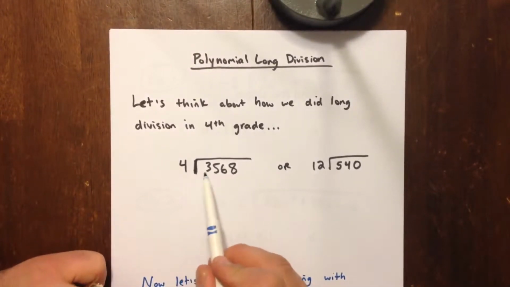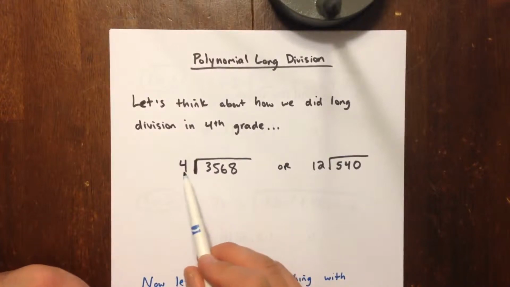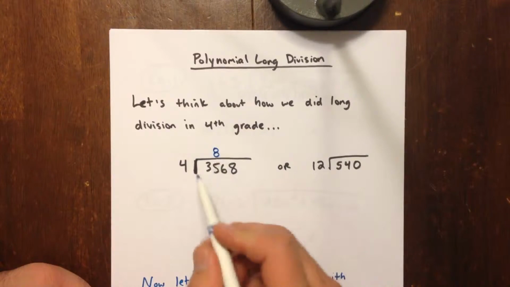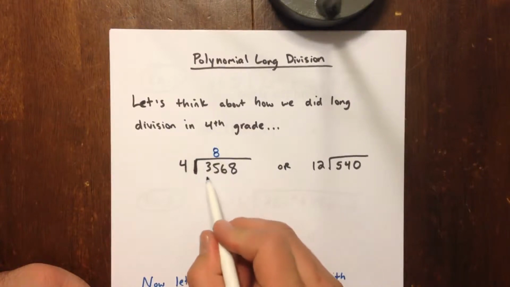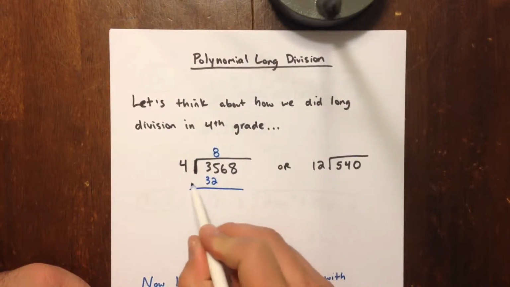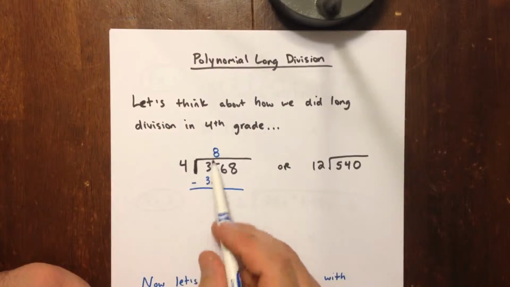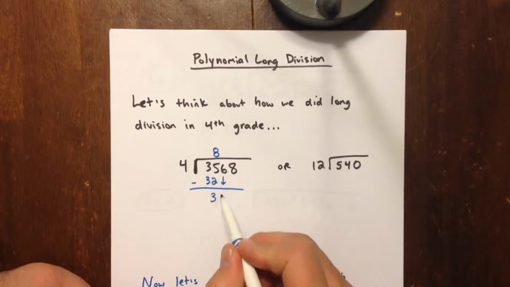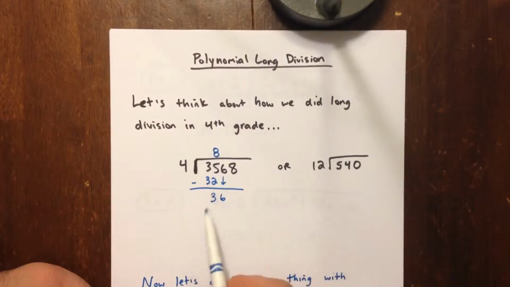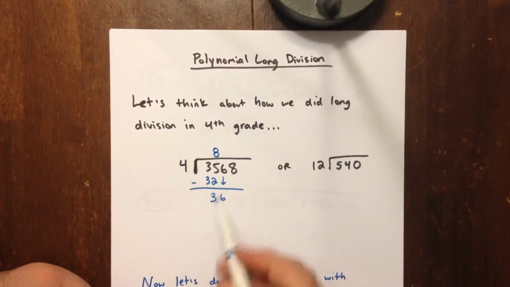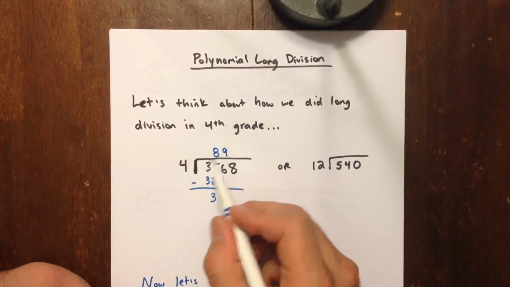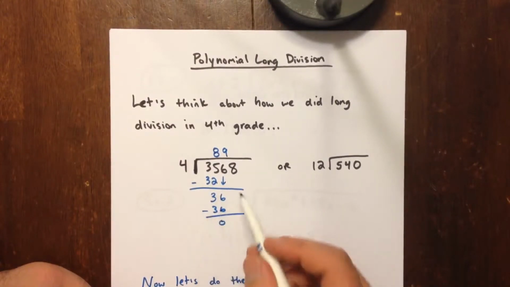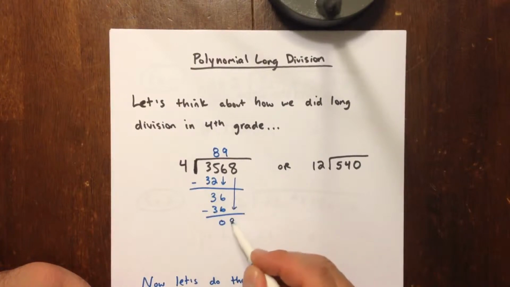We looked at the 4. We said it doesn't go into 3 a full time, so we looked at the 35. 4 goes into 35 8 times. Then you do 8 times 4, you get the 32, and then you subtract. So 35 minus 32 is 3, and you bring down the 6, right? Then 4 goes into 36 9 times. 9 times 4 is 36. So that makes 0, but you're not done yet because you got to bring down the 8.